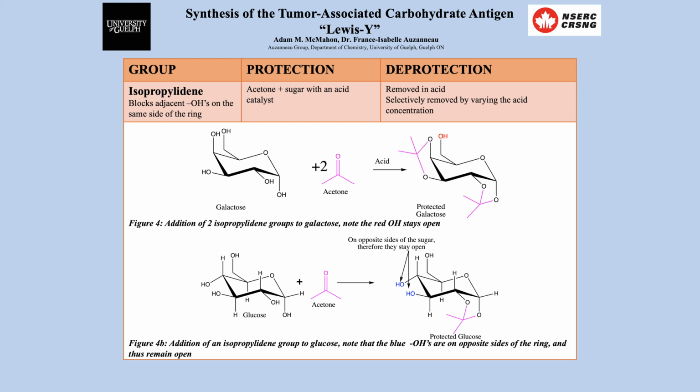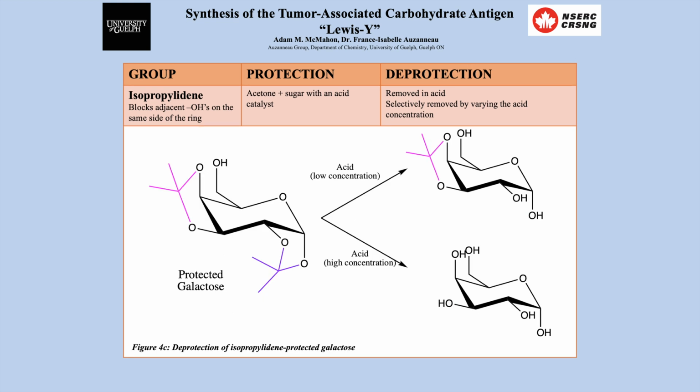Isopropyridine protection is a method used to protect 2 OH groups that are adjacent and on the same side of the ring. If the OH groups are on opposite sides of the ring, with one facing up and the other facing down, the isopropyridine will not add. To add an isopropyridine, acetone reacts with the sugar in the presence of an acid. Concentrated acid can later be used to remove the isopropyridine groups.